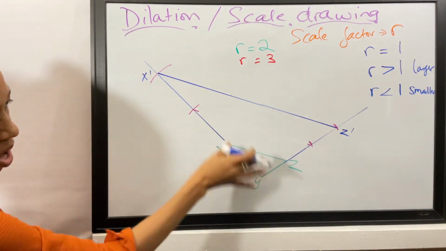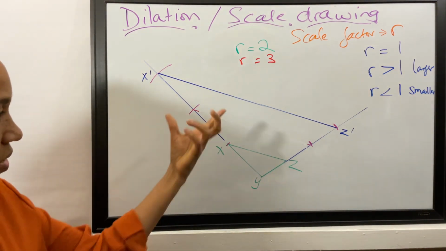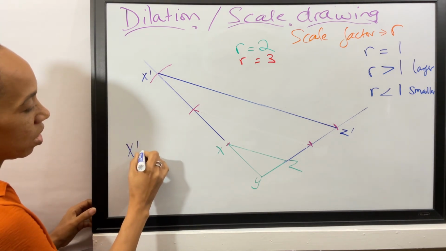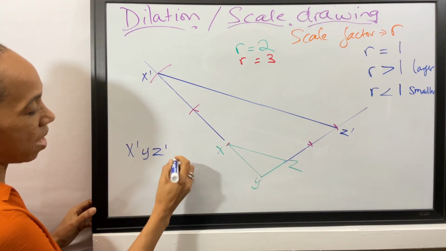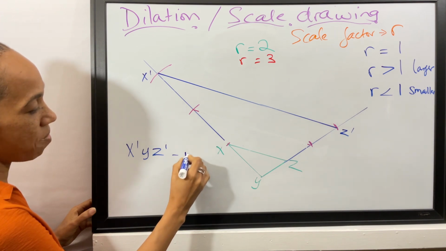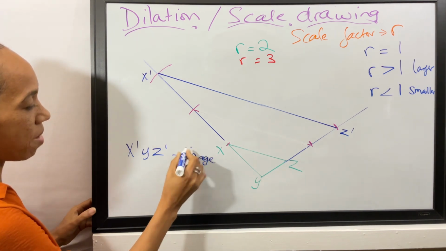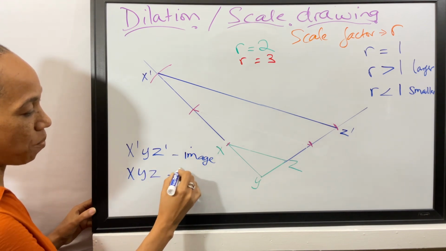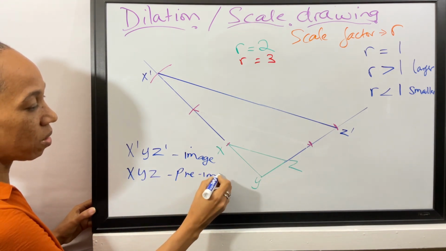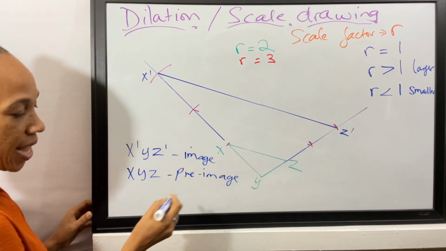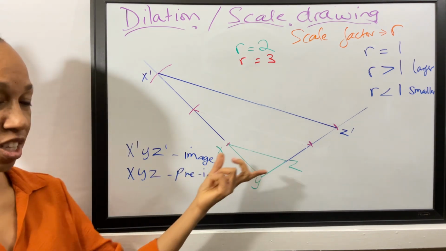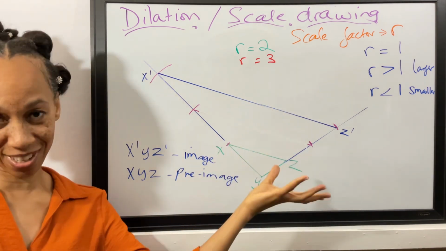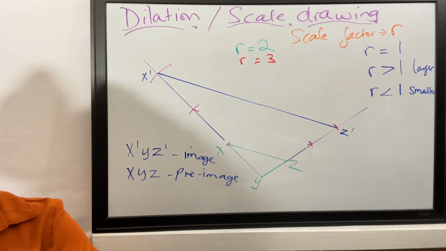Okay, and this is what my figure is going to look like. So my X prime, Y, Z prime is now my image, and X, Y, Z is my pre-image. Pre-image is before it's been dilated, and after it has been dilated, it's going to be the image of the figure.